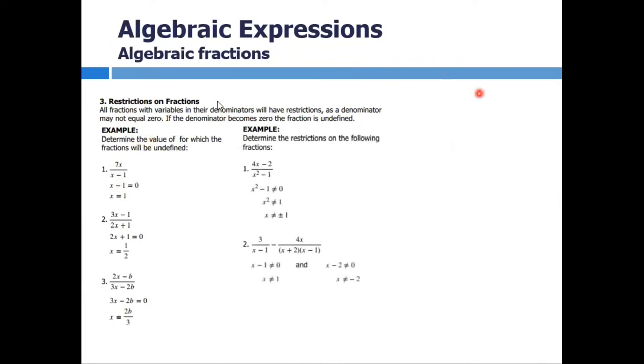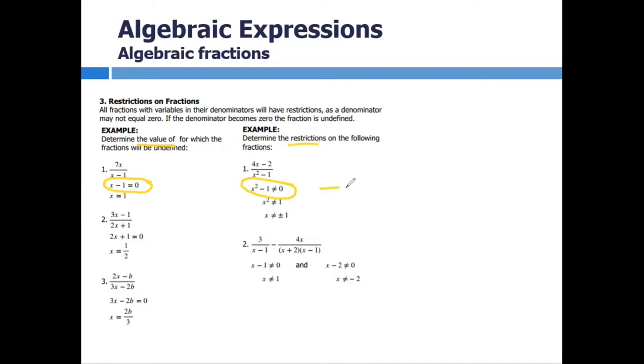Please notice that the first question says, determine the value for which the fractions will be undefined. They're asking for a value, so you're going to tell them what that value is equal to. Here it says, determine the restrictions of the following fractions. So both of them fall on the same concept where we make our denominator 0 and we solve that equation.